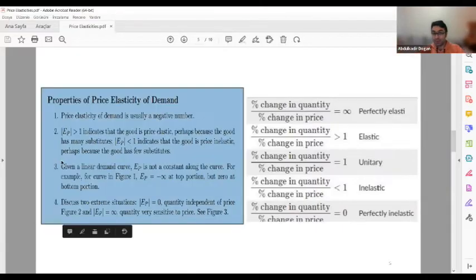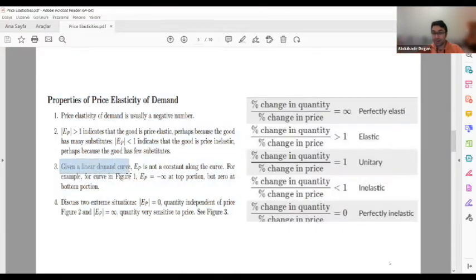This is important. Given a linear demand curve, the elasticity is not constant along the curve. Okay, please keep this in mind. If I give a line to you, this is your line.